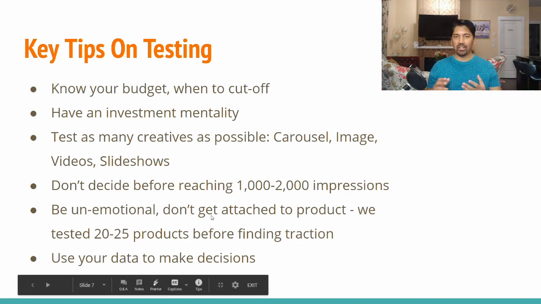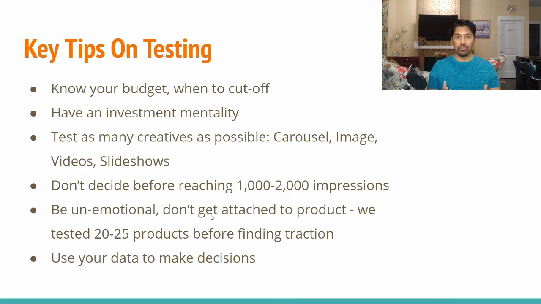As I mentioned, be unemotional, don't get attached to the product. In our case, when we got started, we had to go through 15, 20, 25 products before we really landed on a product that was working well for us. So be ready and be patient through that process. And finally, use your data to make the decisions, not your emotions, all right? I hope that's been very helpful for you to help structure some of your testing campaigns.